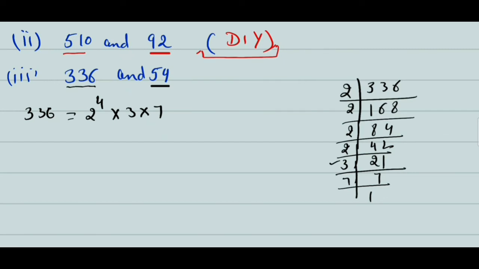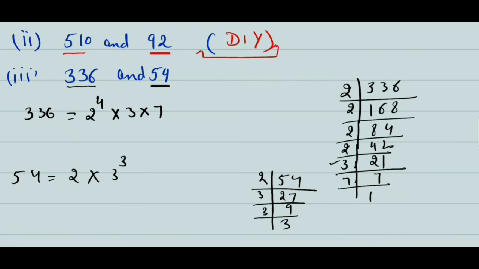So now let's find the factors of 54. So 54, the factors are 2 27s are 54, and then 3 9s are 27, and 3 into 3. So I can write this as 2 into 3 raised to power 3.